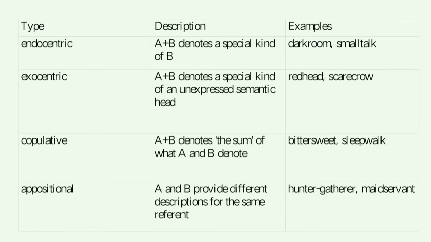Copulative type. The description: A plus B denotes the sum of what A and B denote. Menyatakan jumlah atau frekuensi dari kata. Jadi bisa dikatakan arti berbanding lurus dengan jumlah atau frekuensi kata. For example, bittersweet and sleepwalk. Appositional types. The description: A and B provide different descriptions for the same referent. Kata A atau kata pertama dan kata B atau kata kedua menyediakan deskripsi berbeda meskipun pada referensi yang sama. For the example, hunter-gatherer and maid-servant.